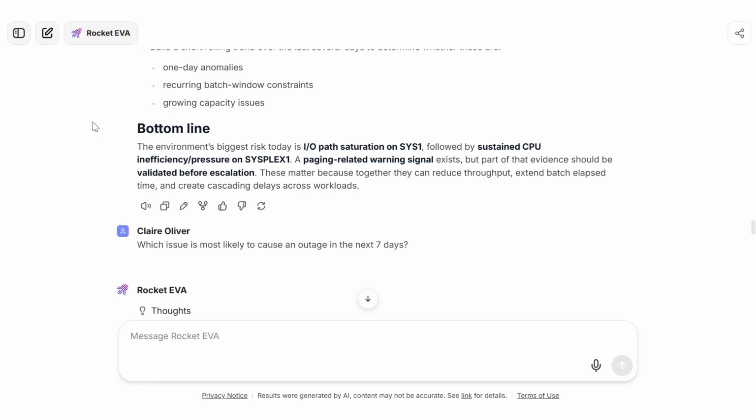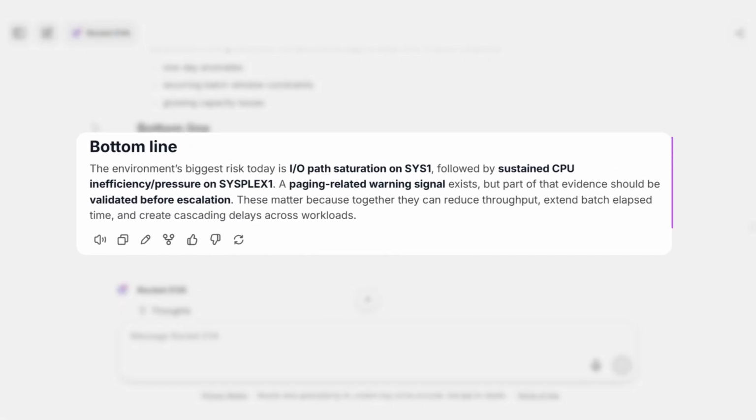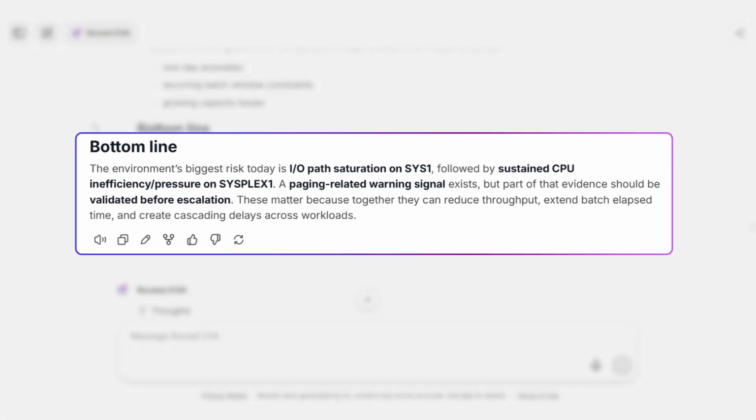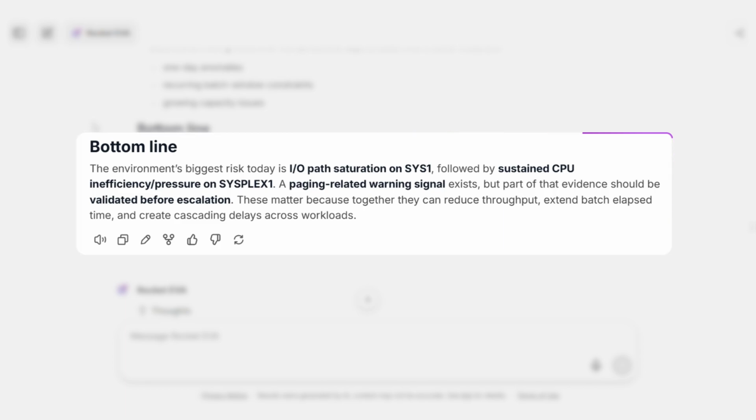For each condition, EVA provides both immediate investigative actions and longer-term preventative recommendations. The response concludes with a bottom-line summary that brings the findings together, helping users quickly understand the overall health of the environment and where they should focus their attention first.